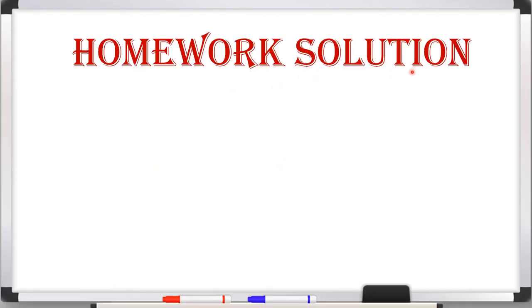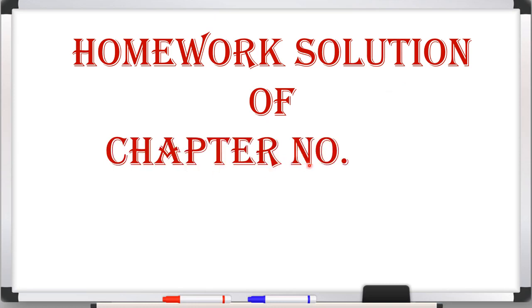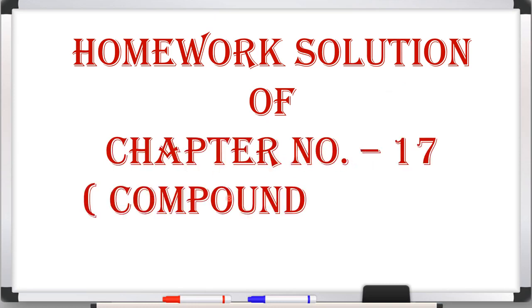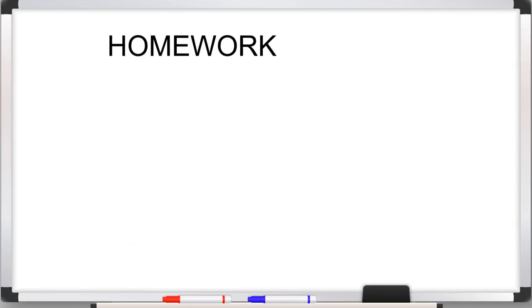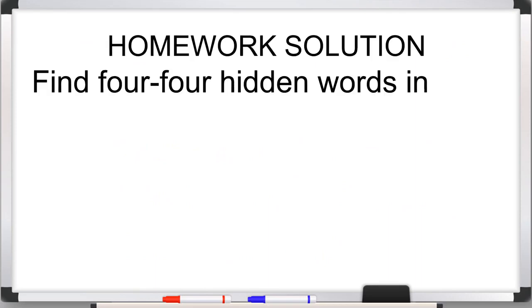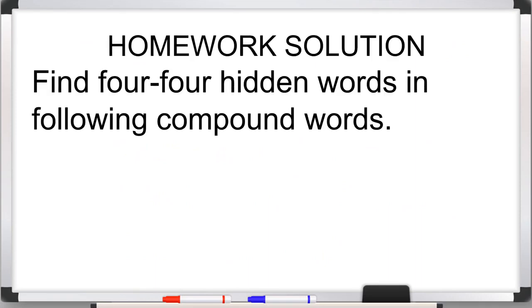Now homework solution of chapter number 17, compound words, lecture number 1. So beta, I had given you this work, okay, and now we will discuss. Now find four hidden words in following compound words. So beta, we have given some compound words and we have to find out four hidden words. Hidden words means छुपे हुए words हमें find out करने हैं, which we can make from those compound words.